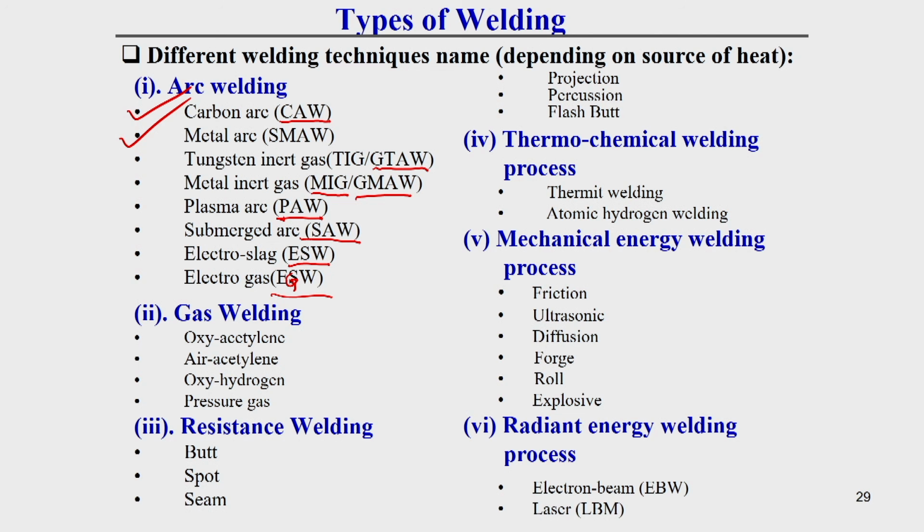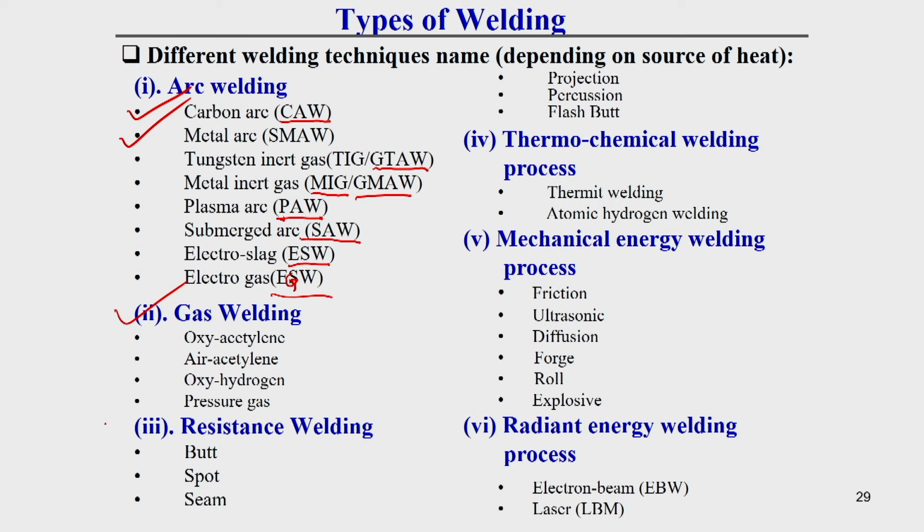Generally in case of gas welding, that means where the source of heat is gas, this welding can be oxyacetylene welding process, air acetylene welding process, oxyhydrogen welding process, or pressure gas welding process. In the oxyacetylene gas welding process, the heat is generated due to oxyacetylene gas reaction. Similarly, in air acetylene, heat is generated due to air acetylene reaction. In oxyhydrogen welding process, heat is generated due to oxyhydrogen reaction.